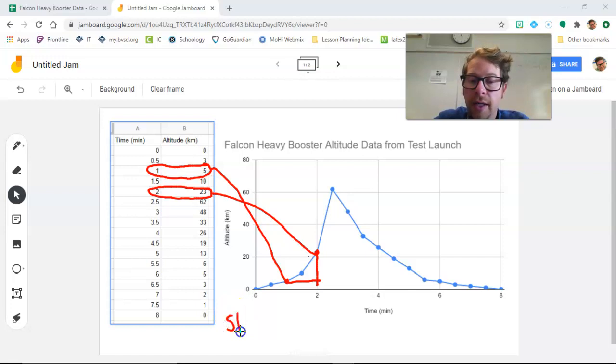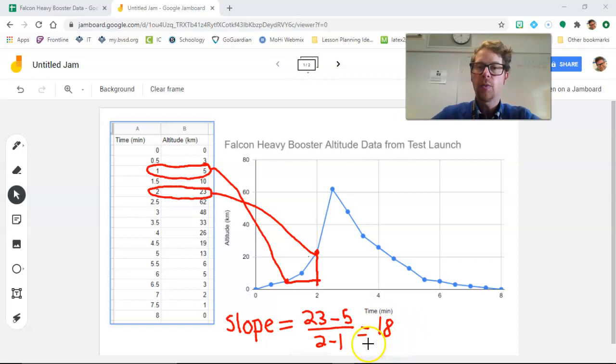So slope here for that particular segment is going to be the change in vertical, which is 23 minus 5, divided by the change in the horizontal, which is 2 minus 1. And that works out to 18. So what is this telling us? Well, this is telling us that the change in altitude was 18 kilometers in 1 minute.